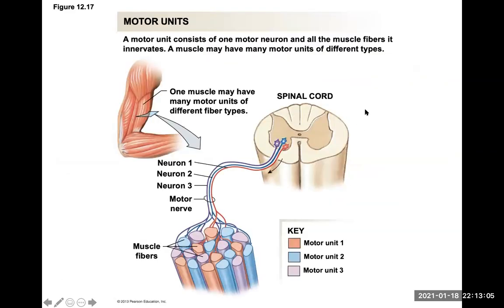This is motor units. So a motor unit is one motor neuron and all of the muscle fibers that it innervates. So muscles have many different motor units and many different types just because there's tons and tons of neurons that have to innervate them.